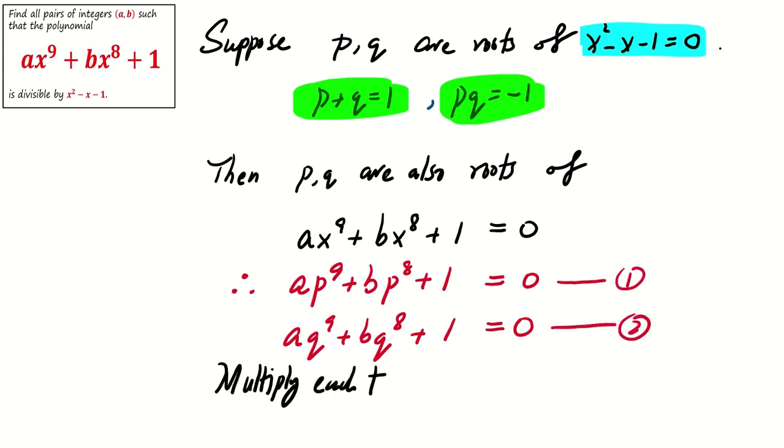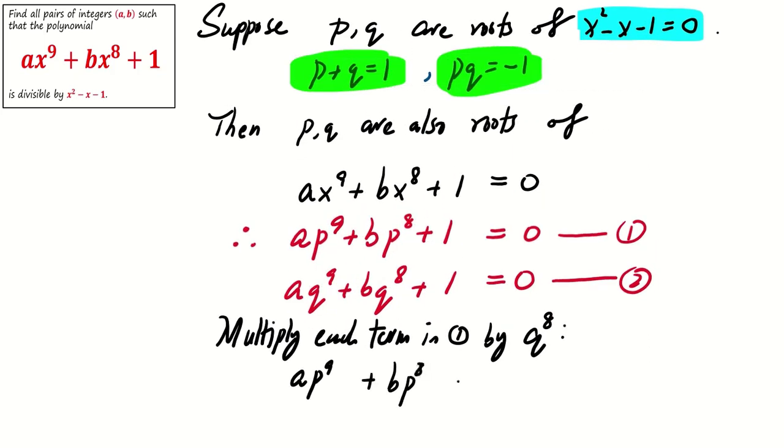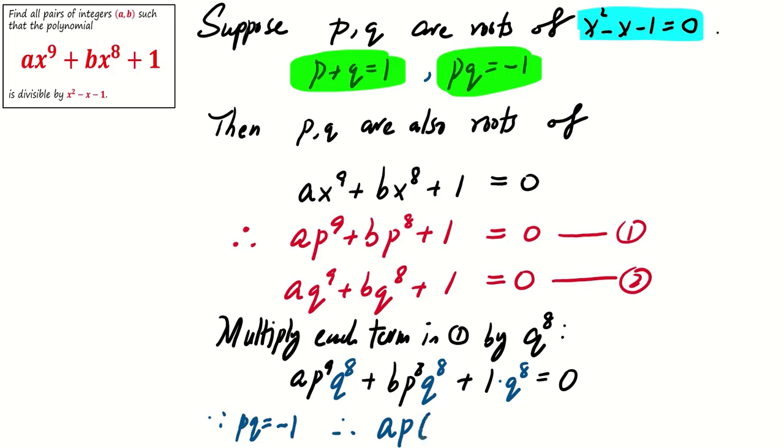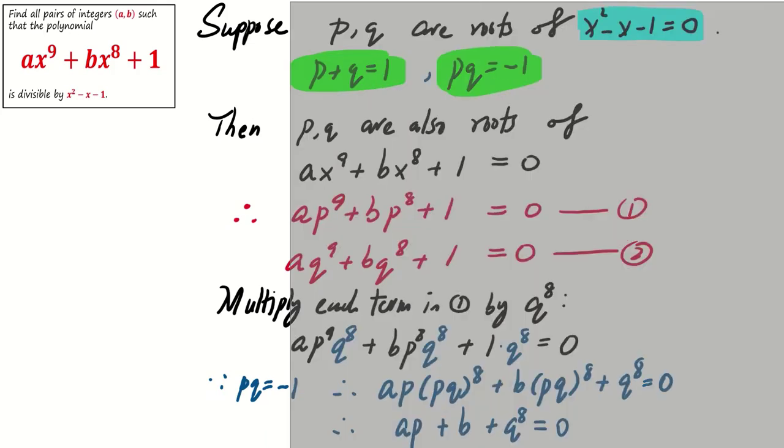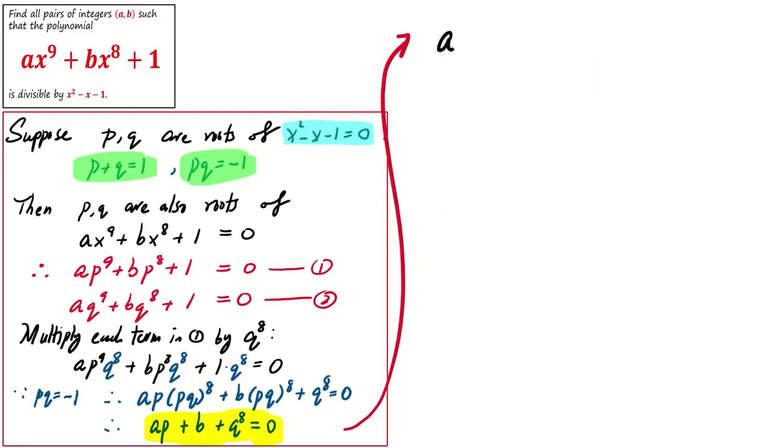Multiply each term in equation 1 by q^8. Then we obtain ap^9q^8 + bp^8q^8 + 1 times q^8 equals 0. Since pq equals -1, we know that (pq)^8 equals 1. So the equation becomes ap + b + q^8 = 0. We label this newly formed equation as equation 3.